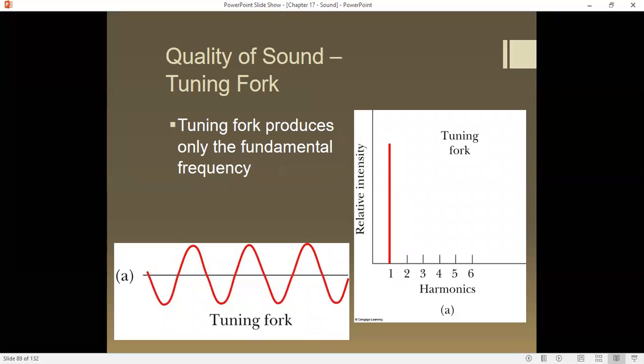Tuning forks are great for tuning instruments because they have nearly a single frequency. Honestly, they have some overtones or some harmonics, some weak harmonics at higher frequencies. But for the most part, it produces a nice, strong single frequency. Big, impressive fundamental, not a whole lot of harmonics.